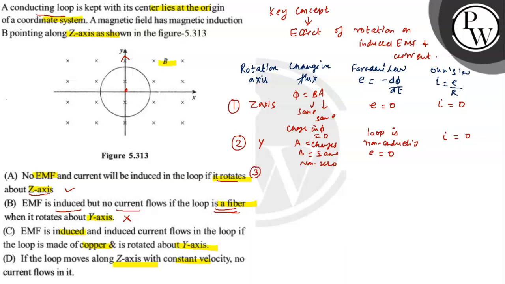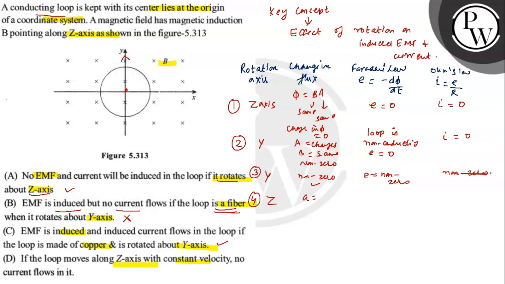Now we will move to option number C. If it rotates about the y-axis, it means the area changes, the magnetic field is the same, and there is a change in flux. If the change in flux is non-zero, then induced EMF is also non-zero and current is also non-zero. That means EMF is induced and induced current flows in the loop if the loop is made up of copper and it is rotated about the y-axis. This option is correct.